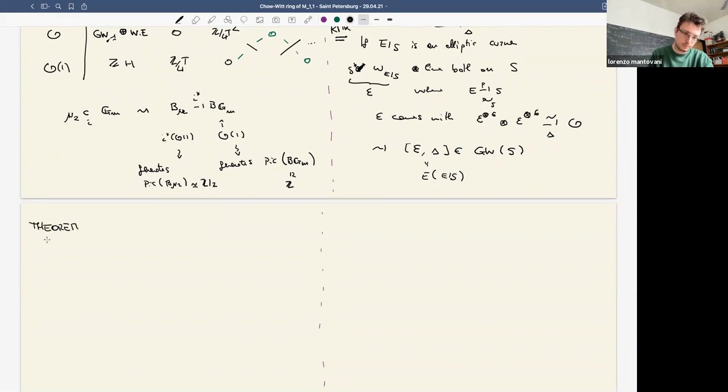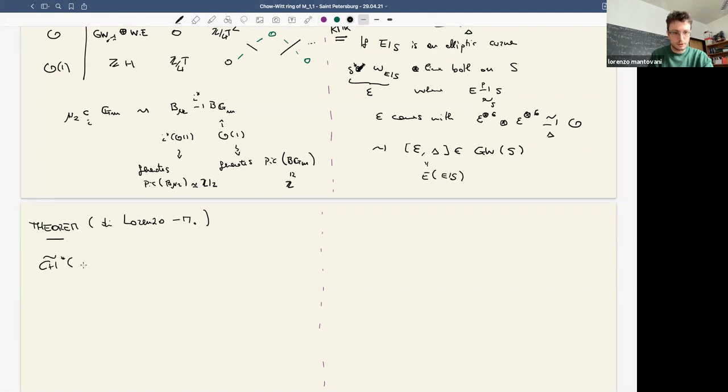And with this observation done, I can say what the Chow-Witt ring is. This comes from joint work with Andrea. Actually, wait, his surname comes first. There we go. So right, I can tell you what the Chow-Witt ring is now.